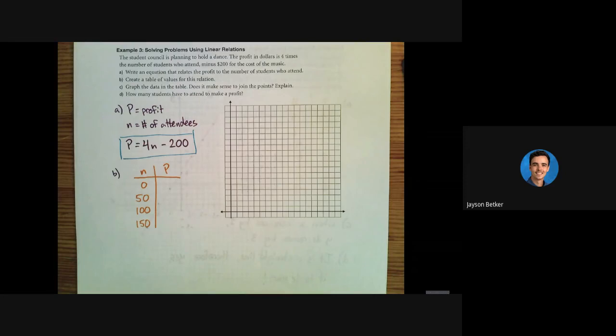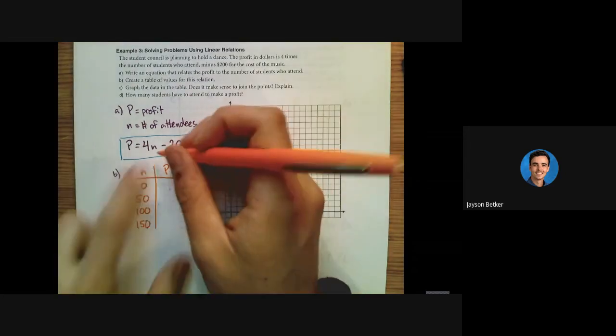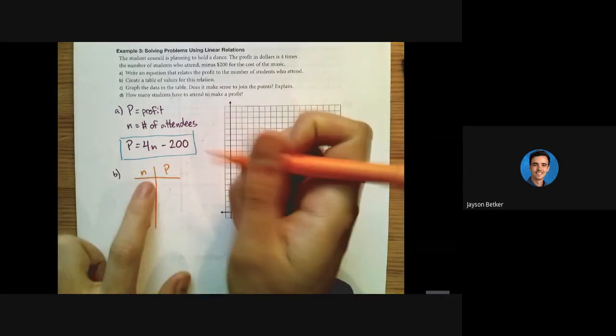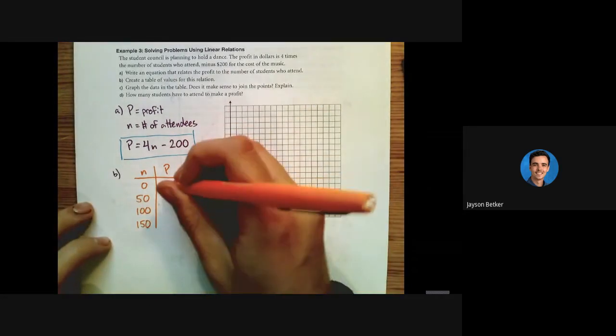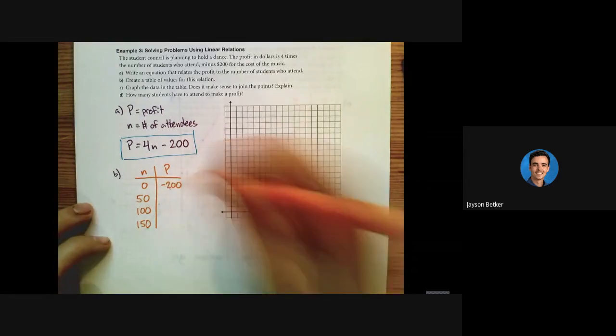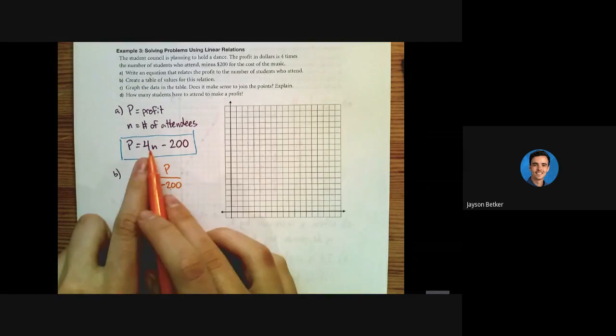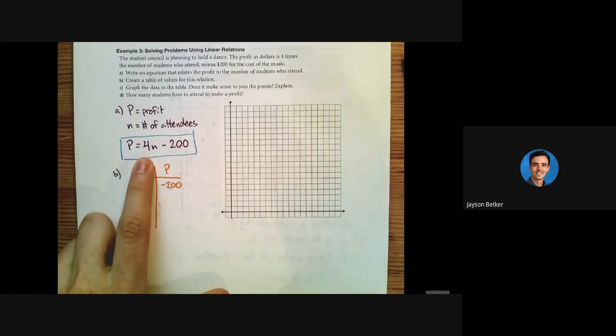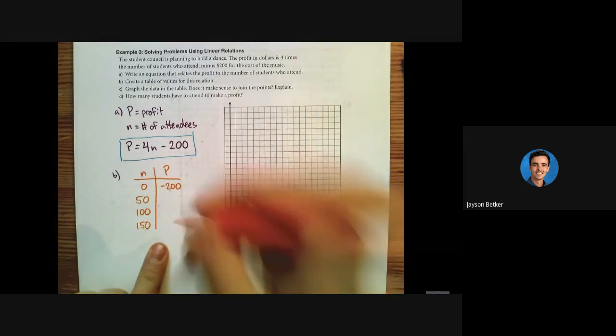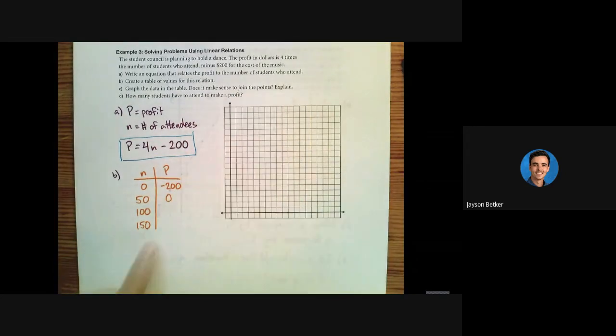So if there was 0 students, that would mean that N is 0. That would mean 4 times 0 minus 200. So that means that if no students show up, the profit is going to be negative 200 because no matter what, they're paying for that music. If 50 students show up, that's 4 times 50 is 200. So it's $200 minus the 200 for the music. So they just break even, 0.